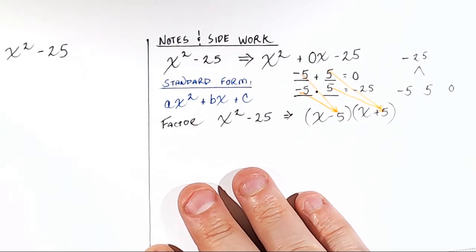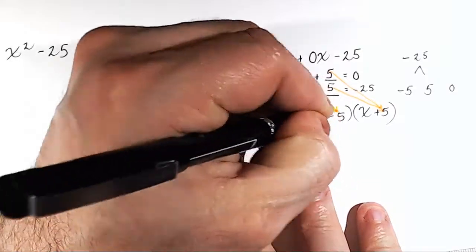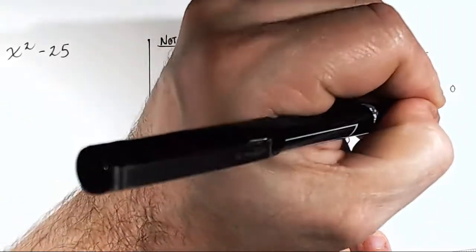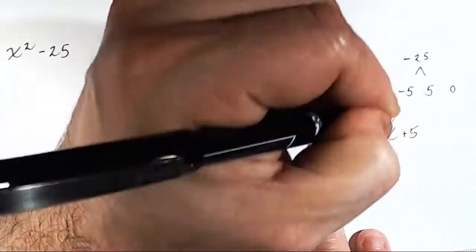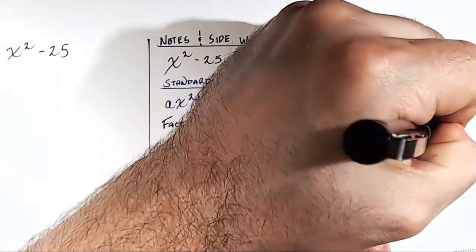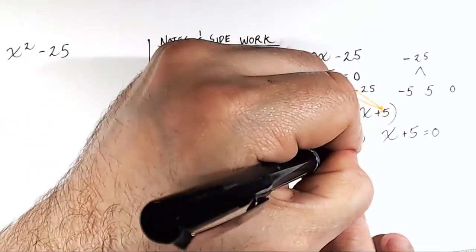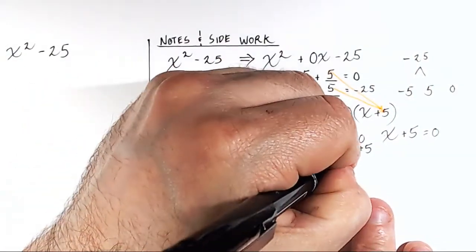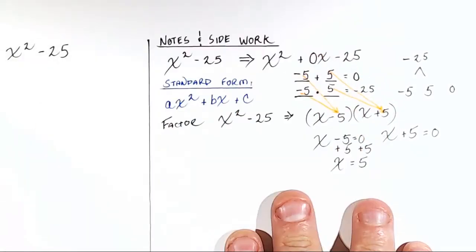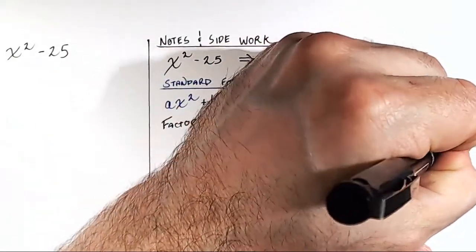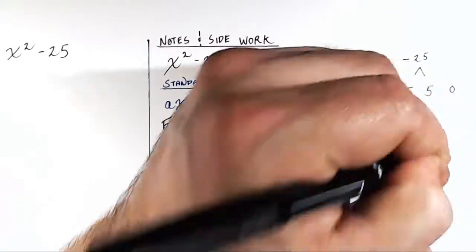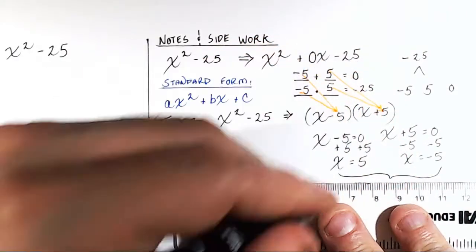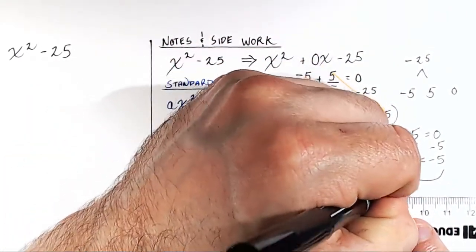Remember, these factors are like potential solutions. You have x plus 5 and you have x minus 5. Now set these both equal to 0 if you want to see what's really going on here. And now add 5 to both sides here, and you have x equals 5. And over here, you subtract 5 from both sides, and you have x equals negative 5. These are the x-intercepts.